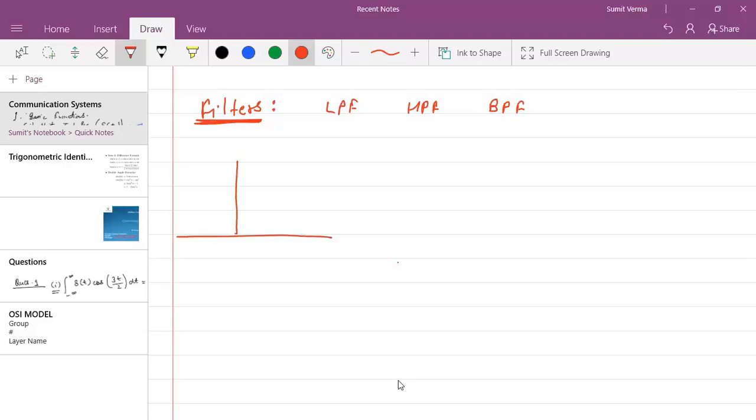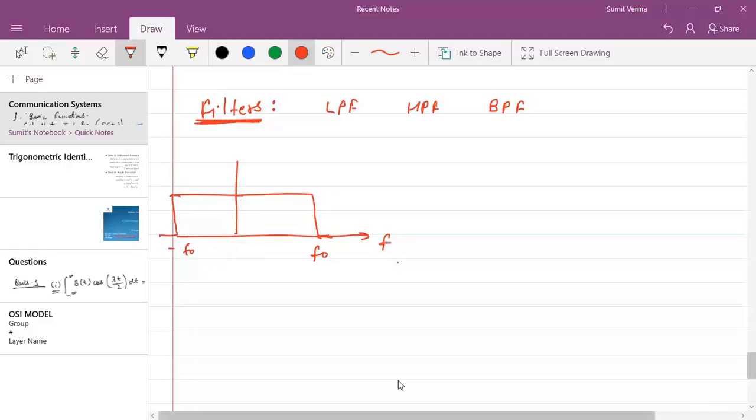So a low pass filter basically will look like something like this. This is your frequency axis. It passes only frequencies up to f0. And this is your ideal low pass filter. It is basically passing the frequencies up to f0 with a gain of 1, so no attenuation or no amplification, and then it is suppressing the frequencies outside this range and making them 0.